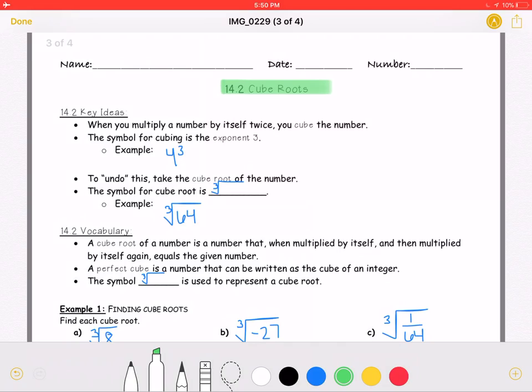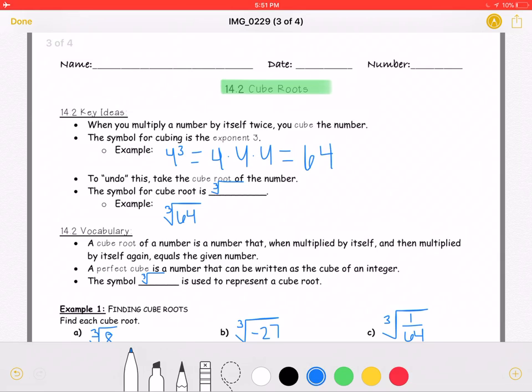So when you multiply a number by itself twice, you cube the number. So the symbol for cubing is the exponent 3. So when I see 4 to the 3rd power, I would say that's 4 cubed. What that means is I have 4 times 4 times 4, multiplying 4 by itself 3 times. So my answer here would be 64.